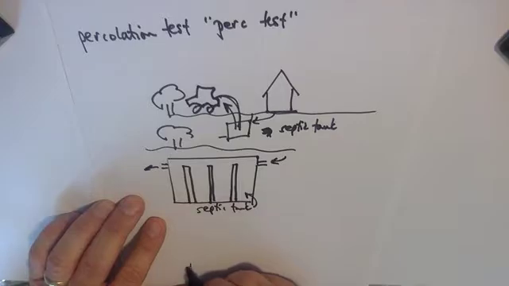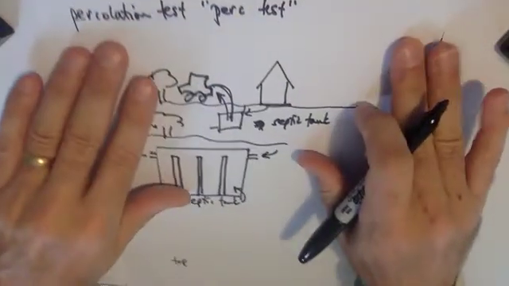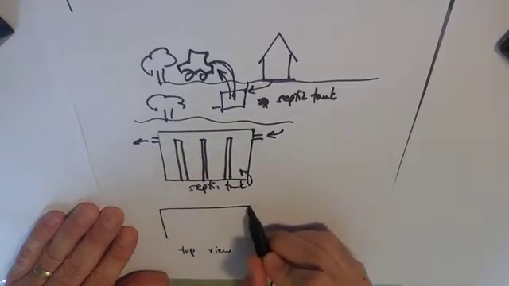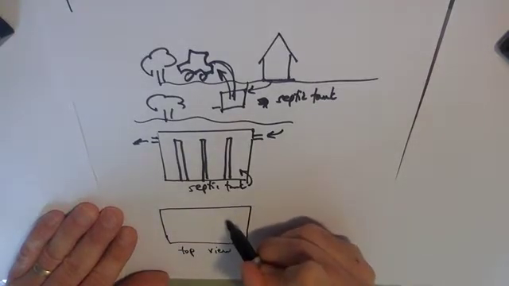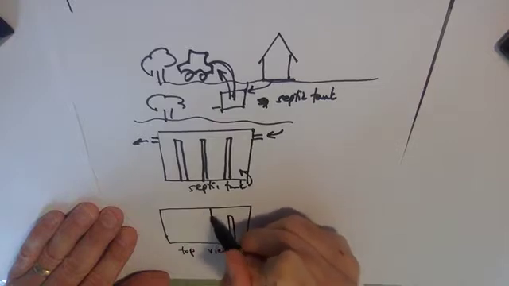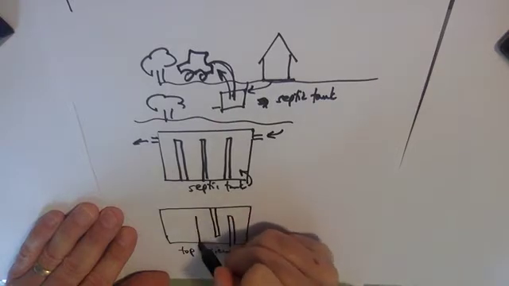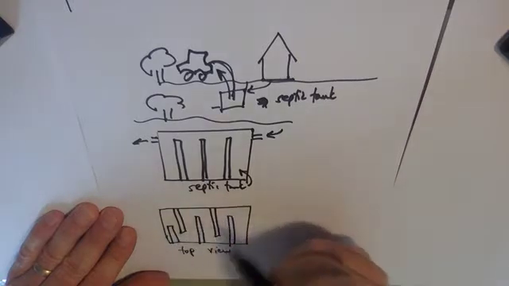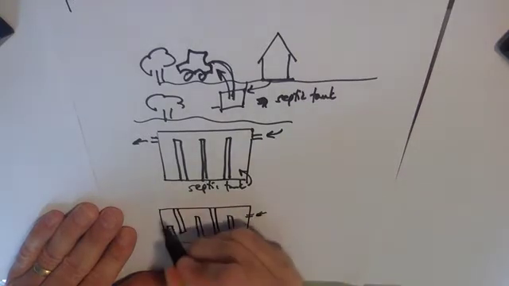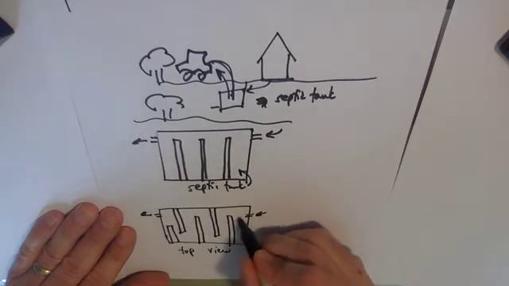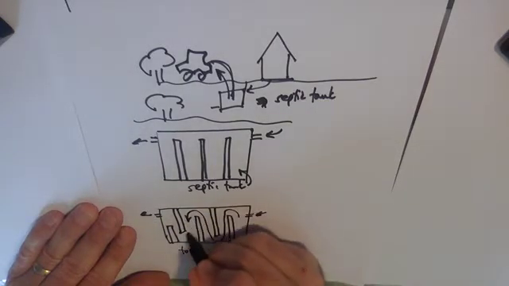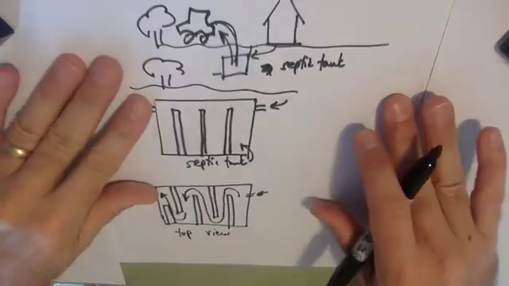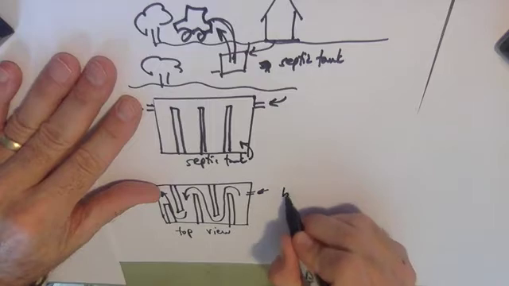The top view might look something more like this, where you have these walls sticking up from the ground that don't go all the way up. So the water comes in over here and goes out over here, and so the idea is it's got to migrate its way around. It takes a long time to get through, and as it's moving through, basically what's happening is it's being biodigested.